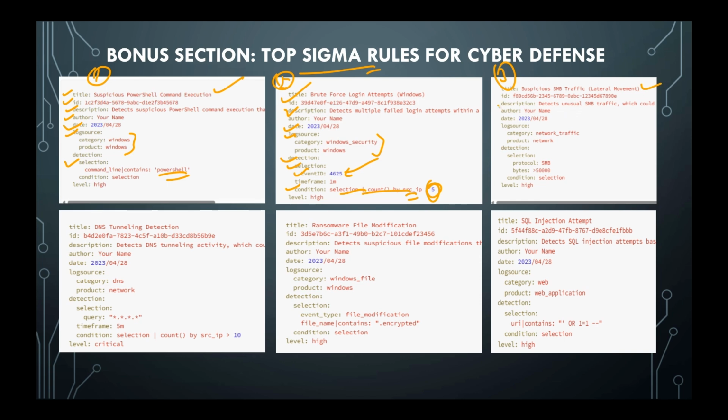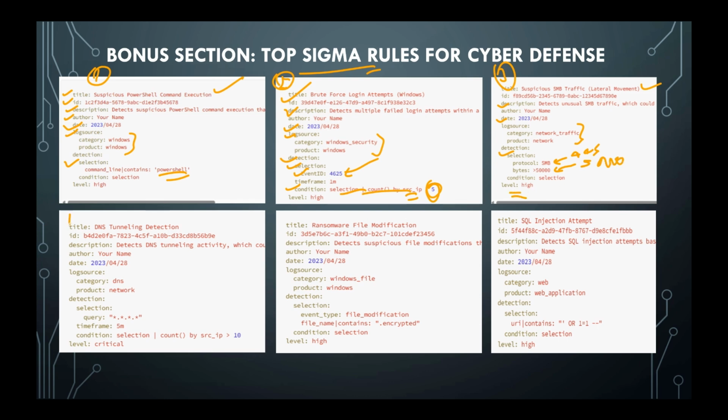So description, date, and category. This is related to network traffic, and the criteria is it is going to check for the SMB protocol, port 445, and also the bytes. If bytes is 5,000, 50,000, that means something sneaky is going on in the computer.